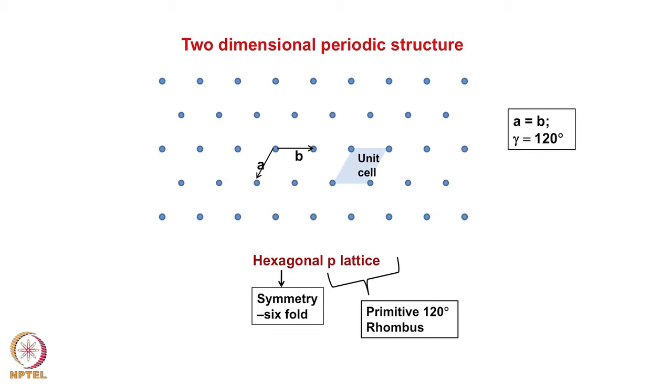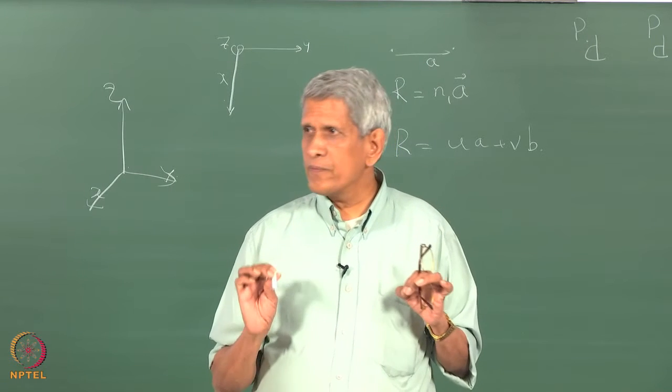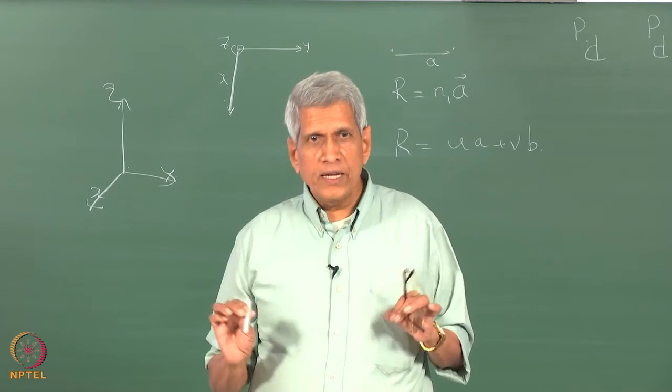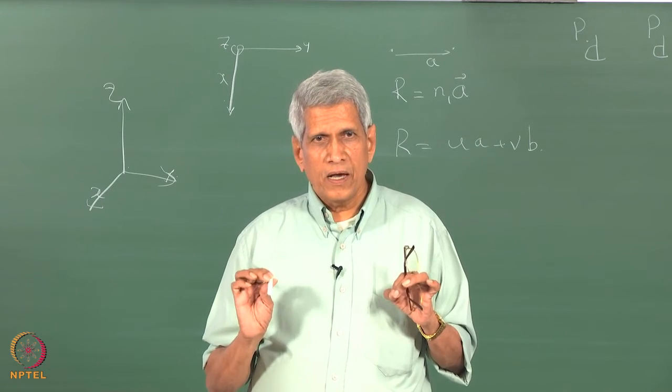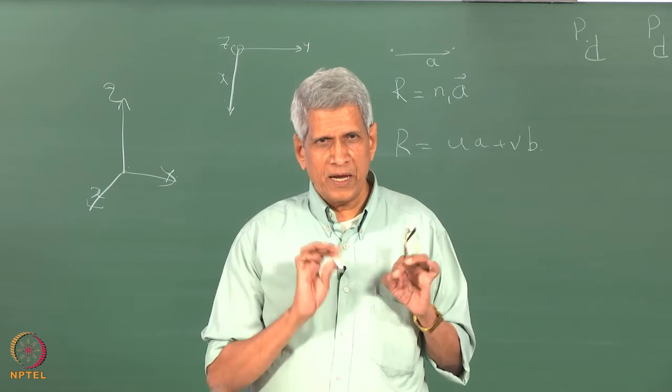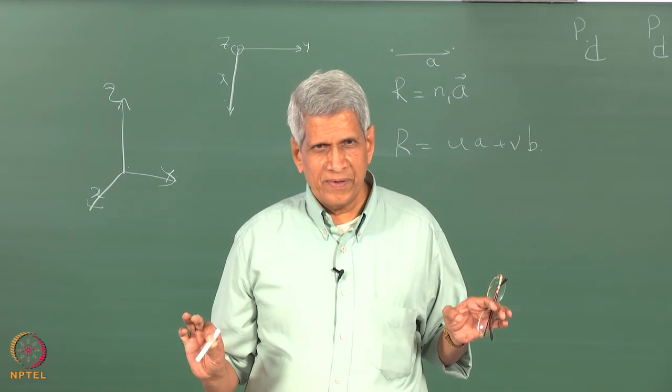And if A equals B and the angle becomes 120 degrees, okay, we generate the hexagonal P lattice, which has a 6-fold symmetry, as well as a 3-fold rotational symmetry associated with it. These are the only types of two-dimensional periodic lattices which we can have.